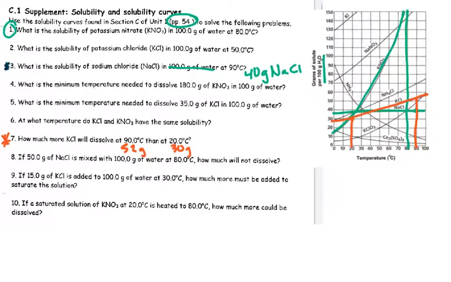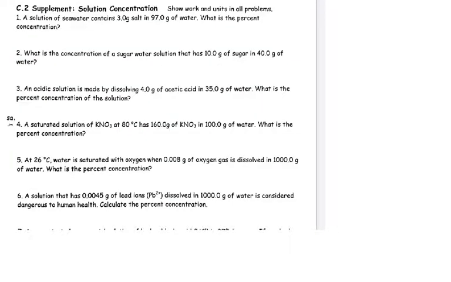It says how much more KCl will dissolve at 20 degrees than at 90 degrees. So we're not looking for a total. It'll dissolve 52 grams, but how much more is that? So I'm going to subtract those, and that's going to give me 22 grams of KCl more. Okay, so keep working your way through that. I'm going to move on to the C2 example.